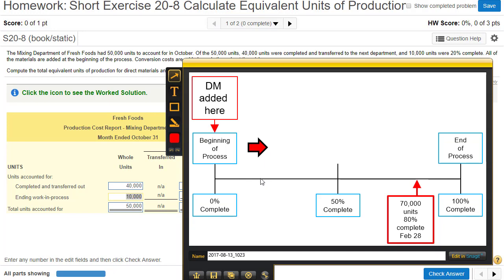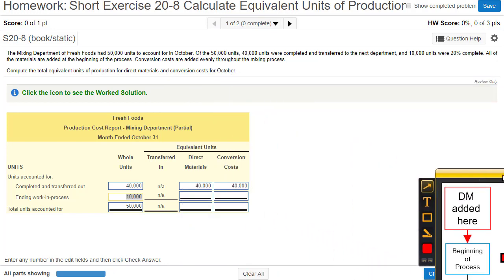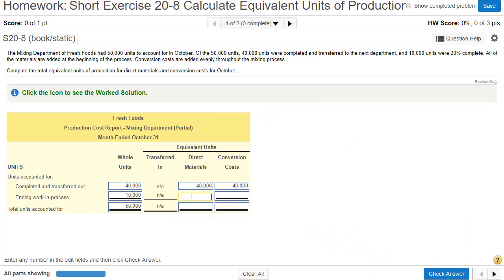Well, what percentage of them have the direct materials added? Well, they were all started, so all of them have had the direct materials added. So it is 10,000 units, all of them have 100% of the direct materials added.